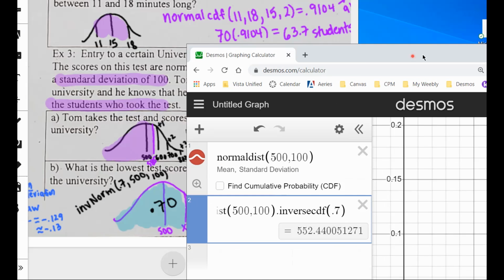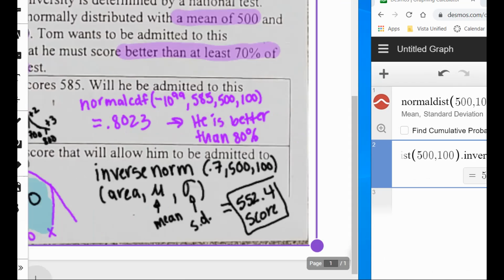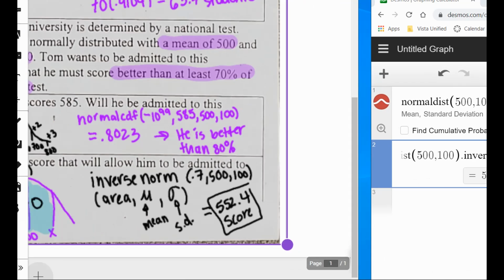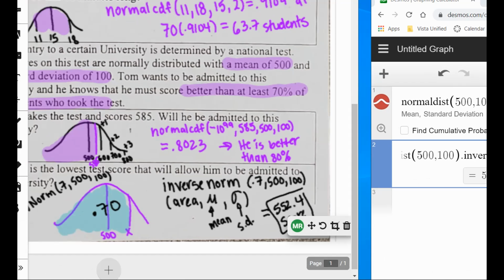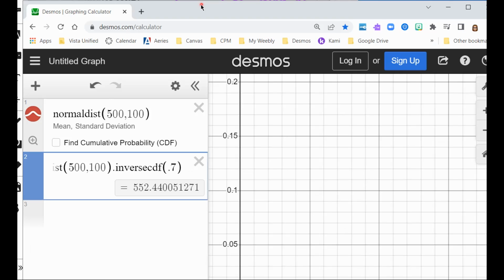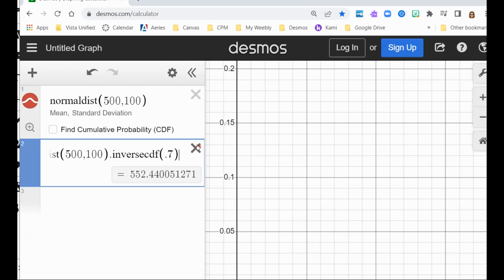And that is the score that I had here, 552.4. Now, I've been typing in normal distribution and inverse norm, but let me get rid of these for a sec.